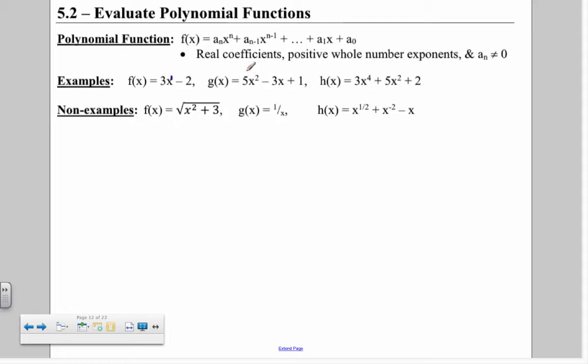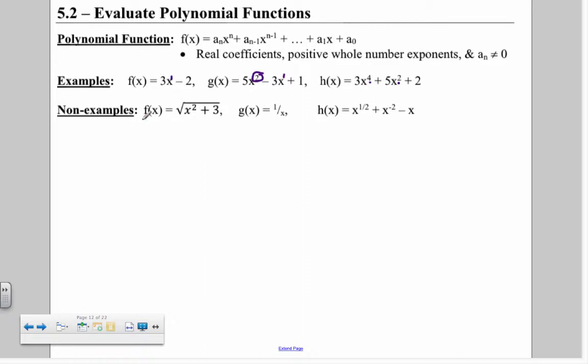Here I have real numbers. So my coefficients are real numbers, and my exponents are 2 and 1. They're positive whole numbers. We're good. Same thing here. Real numbers, and I've got 4 and 2 as positive whole number exponents.